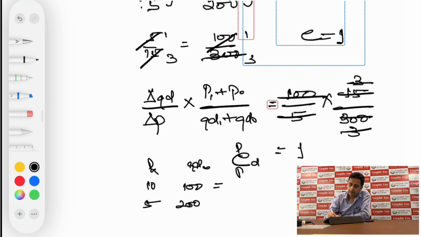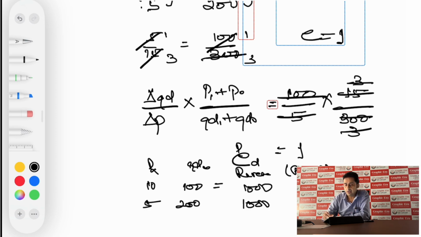And if we look at the revenue, which is price into the quantity demanded, we see that it turns out to be 1000, and here also it turns out to be 1000, which means the revenue has not changed, because the percentage change in demand against the percentage change in the price was proportionate. It was a proportionate change.